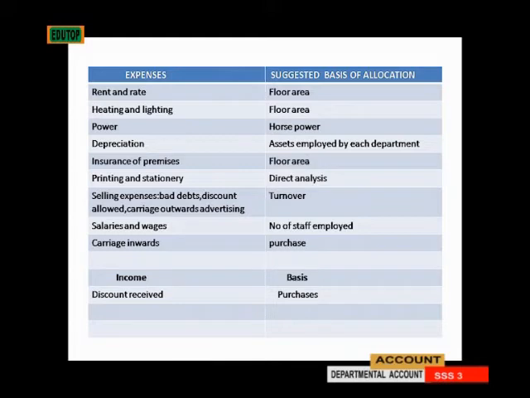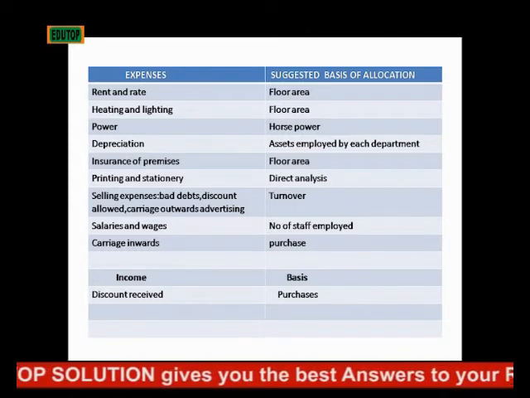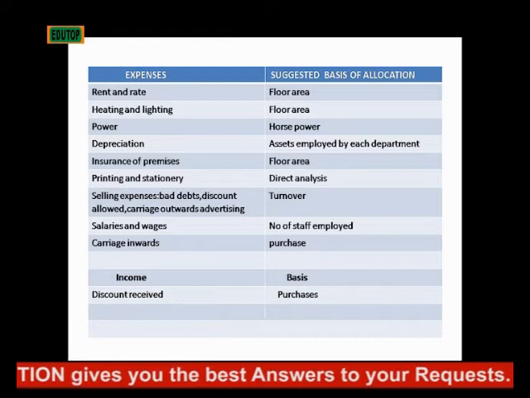Then we have certain expenses like bad debt, discount allowed, carriage outward, and advertisement. Their basis of allocation is turnover. That means you can distribute it based on the ratio of the sales, because sales is what we call turnover. Now we'll talk about salaries and wages, and that is classified under number of staff employed. Then we'll talk about carriage inward, which is under the purchases. That is the basis of allocation.